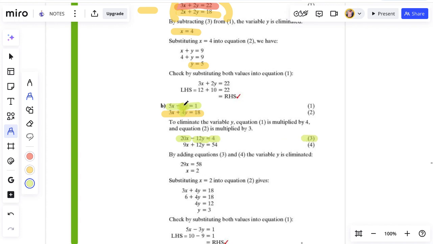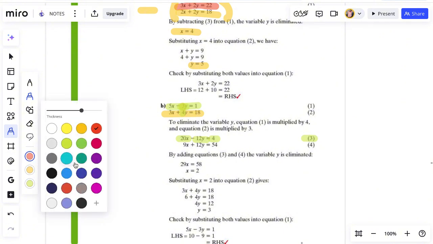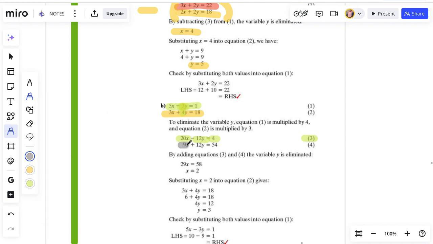Now we take the coefficient of y in equation 1 to multiply the whole of equation 2. Remember the coefficient is 3. We take 3 to multiply equation 2. Now 3 times 3x, we get 9x. Then 3 times 4y, we get 12y. Then 3 times 18, we get 54.